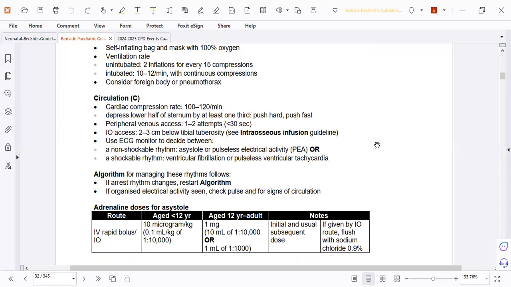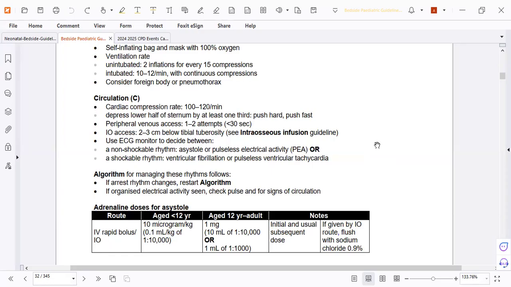Okay, peripheral venous access, 1 to 2 attempts, less than 30 seconds. So you have to be very quick, 1 to 2 attempts maximum in less than 30 seconds. Interosseous access, 2 to 3 centimeters below the tibial tuberosity. There's interosseous infusion guidelines separately in this book. We can have a look in another video.